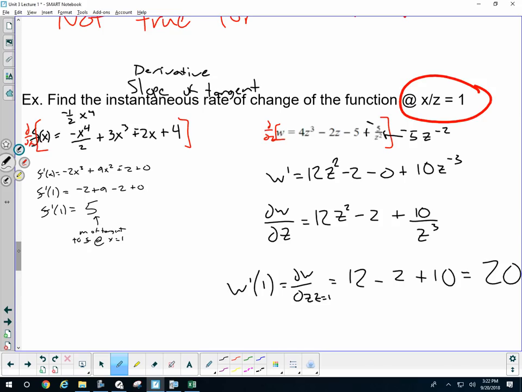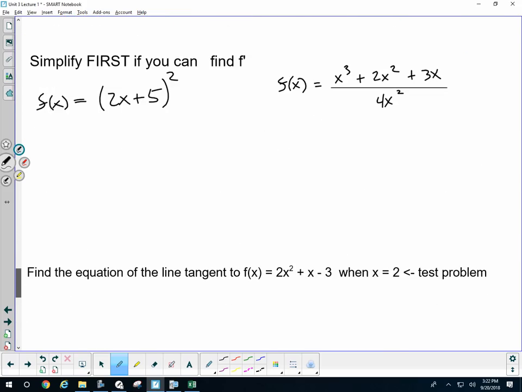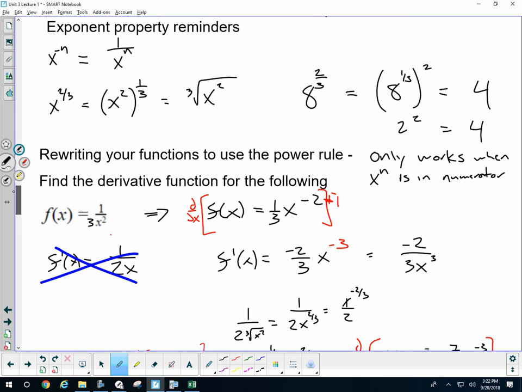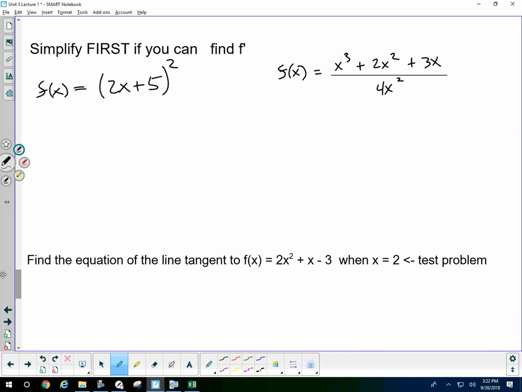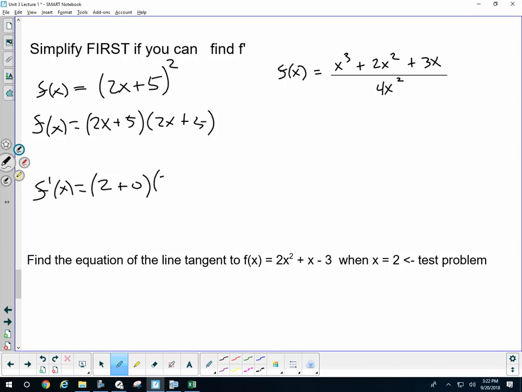Now, like I said, it does not work over multiplication or division. So if I have 2x plus 5 squared, and you were asked to take the derivative, well, your first instinct is possibly to write it as 2x plus 5 times 2x plus 5. But your next instinct might be to take the derivative right there and say, oh, 2 plus 0 times 2 plus 0. But this is incorrect. You're going to have to FOIL to simplify and then take the derivative. So let's go ahead and do that.